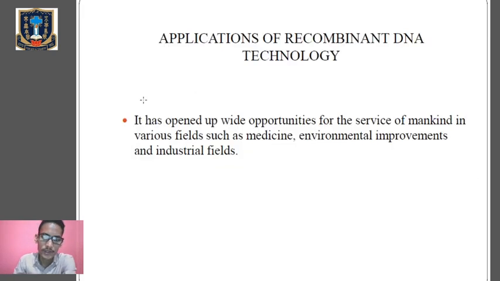Next is the application of recombinant DNA technology. Recombinant DNA technology has opened up wide opportunities for mankind in various fields. In medicine, we can manufacture insulin, we can create vaccines, even growth hormones. Then we can diagnose different types of diseases, and we can go for gene therapy. It's also used in agriculture for the production of genetically modified crops, and it's also used for environmental improvement and in industrial fields. So these are the applications of recombinant DNA technology.